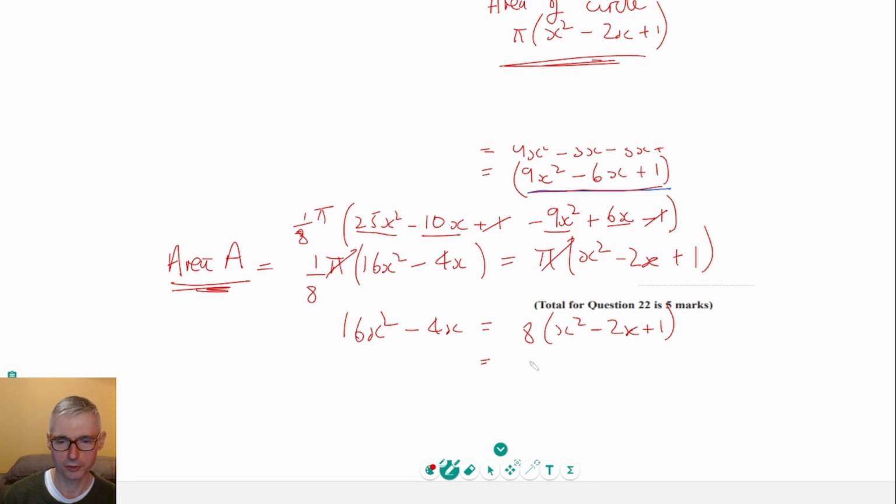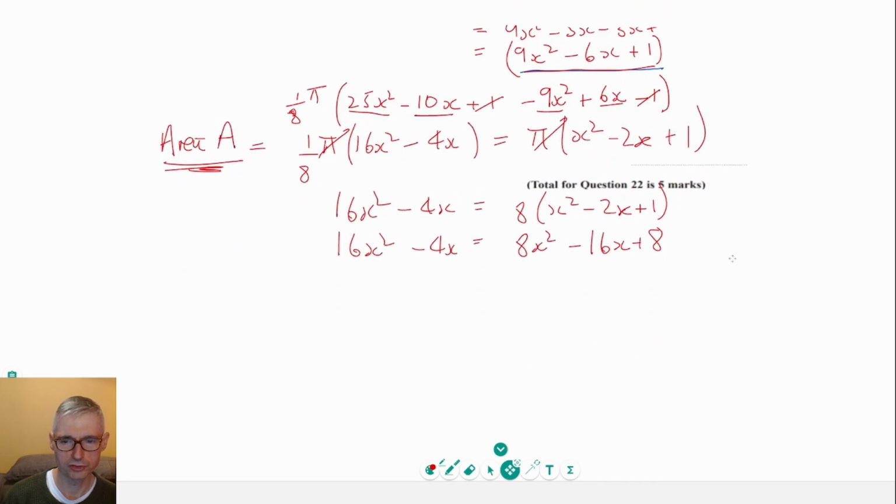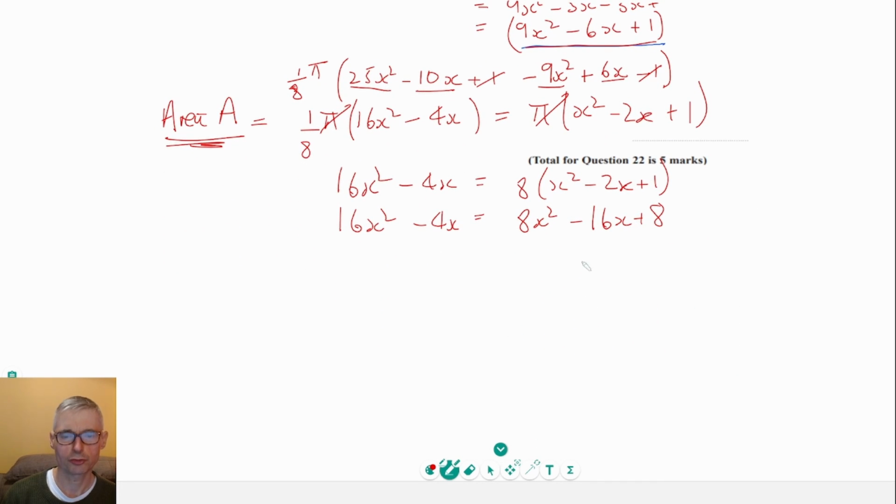So I'm going to multiply out that bracket, and I'm going to get 8x squared minus 16x plus 8, still equal to 16x squared minus 4x. And now what we've got is a quadratic equation. So what we need to do is try and get everything over to the same side, and so make it equal to 0. So I'm going to take everything over, I'll do it in stages. So I'm going to take away 8x squared from both sides. If I do that, then what I'll end up with is just 8x squared minus 4x equals negative 16x plus 8.